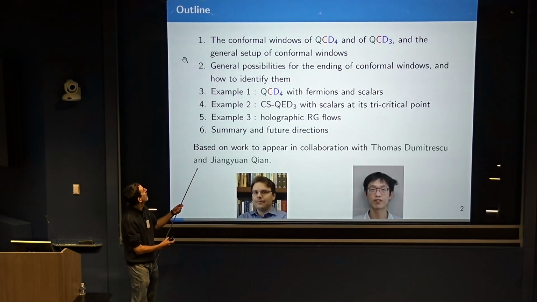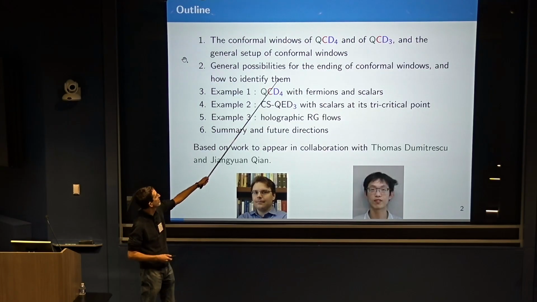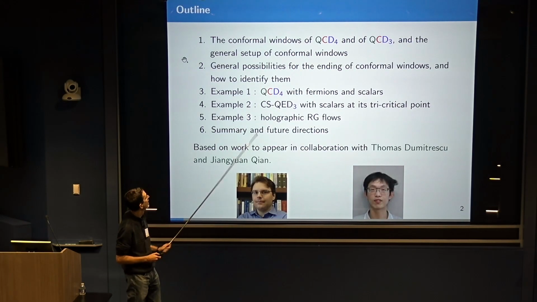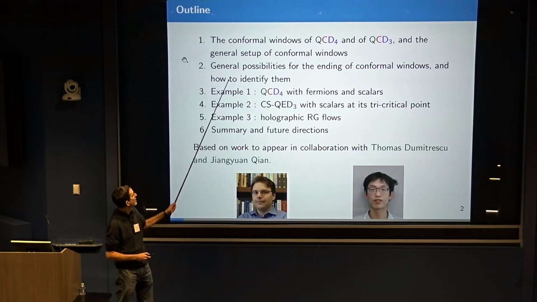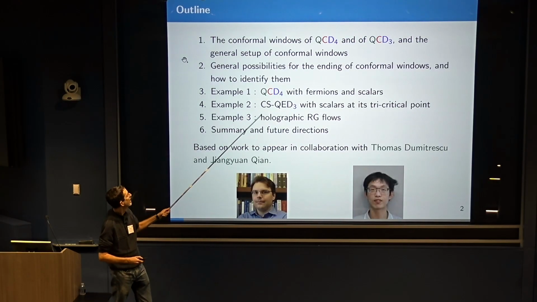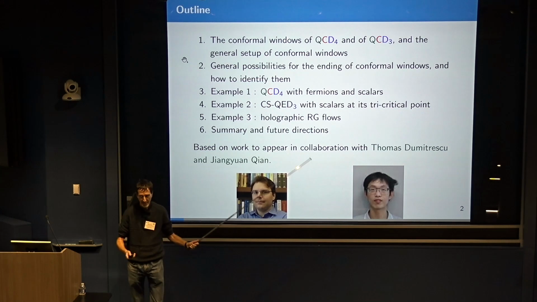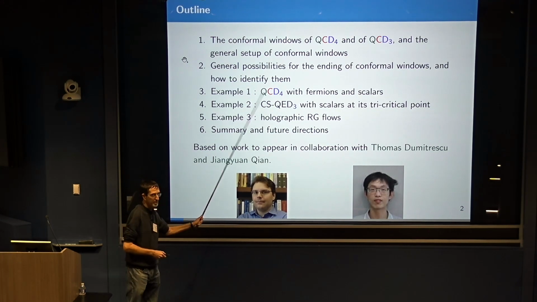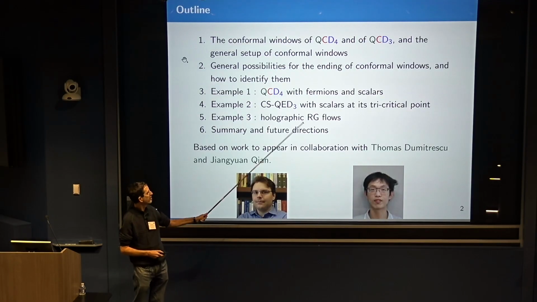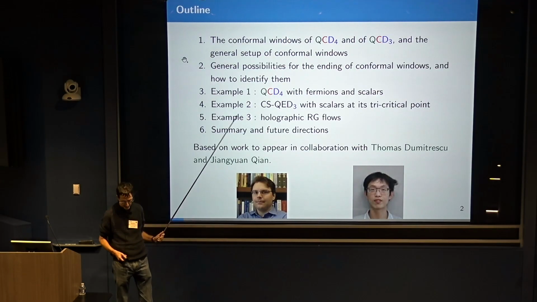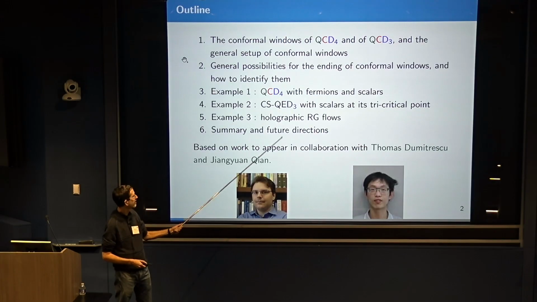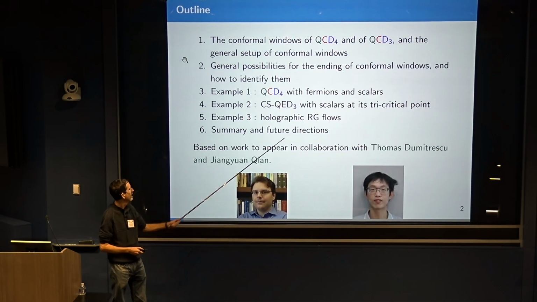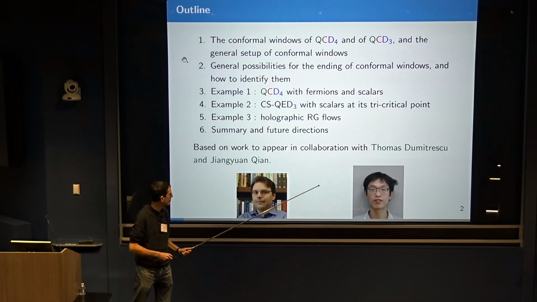So I'll begin by outlining the question of conformal windows, motivated by the conformal windows of QCD in 3+1 and in 2+1 dimensions. I'll describe the general setup, and then I'll discuss what all the possibilities are for how conformal windows can end and how this can be identified. The second part of my talk will be devoted to describing in detail 3 very specific examples where we can really control how the conformal window ends and illustrate these different scenarios. And I'll end with a summary and some future directions.